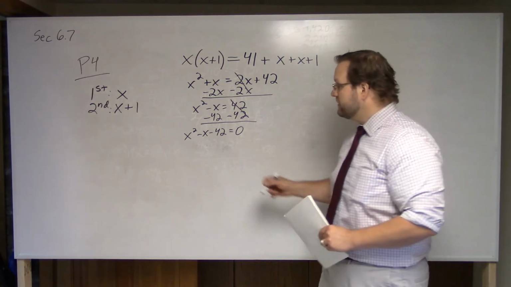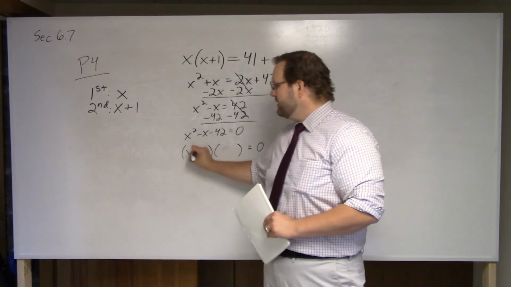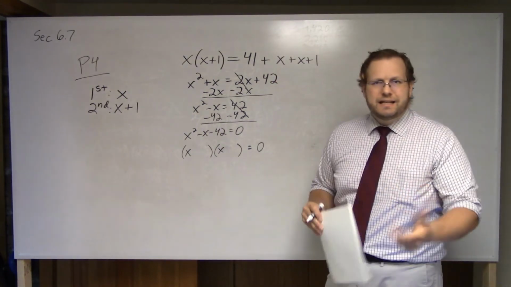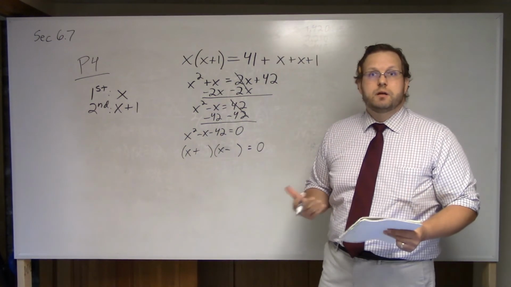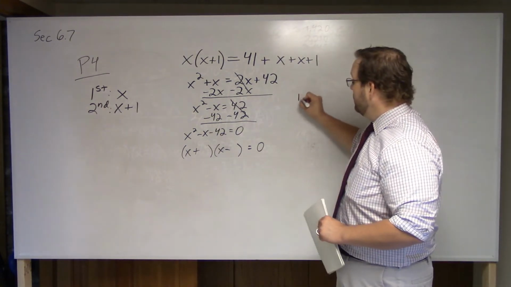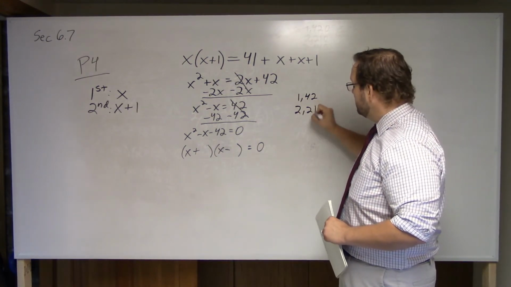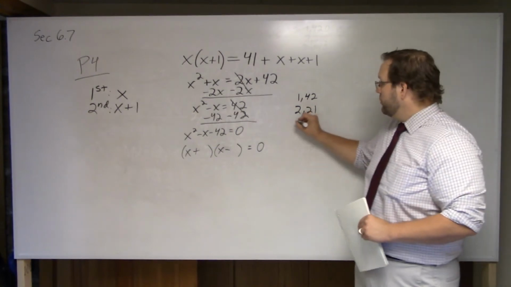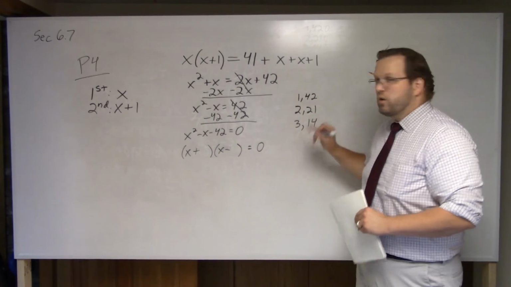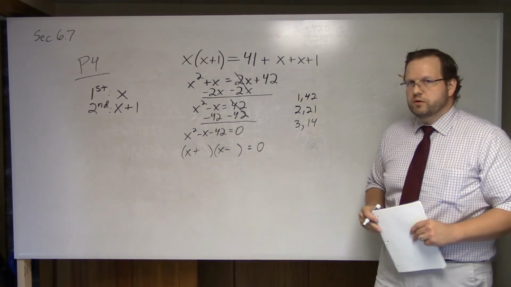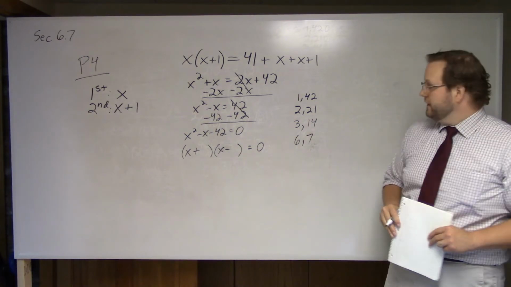So if we're going to factor this, I am going to do some guess and check. And I start out really nice because it's just x and x. And a negative 42 is going to need opposite signs. And then I need two numbers that multiply to a 42. So that could be 1 and 42, 2 and 21, 3 and 14. 4 doesn't go into 42. 5 doesn't go into 42. And then we've got 6 and 7. Those are our options.